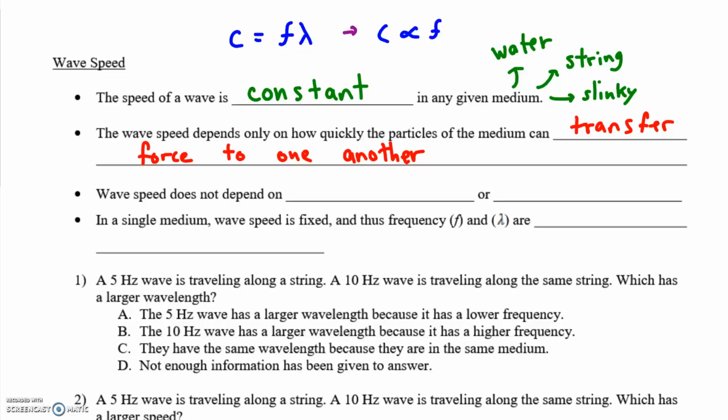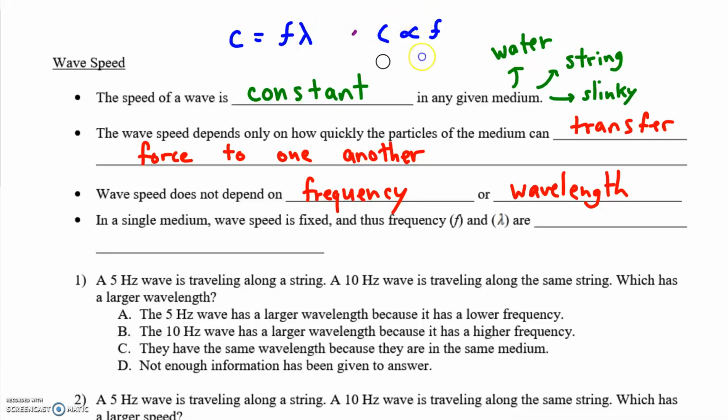Wave speed does not depend on frequency. It does not depend on wavelength. So what was my mistake up here? What did I do wrong? I made a crucial mistake. When I went from the equation to the proportionality, I took away wavelength. And so I assumed it was constant, which is absolutely not true.